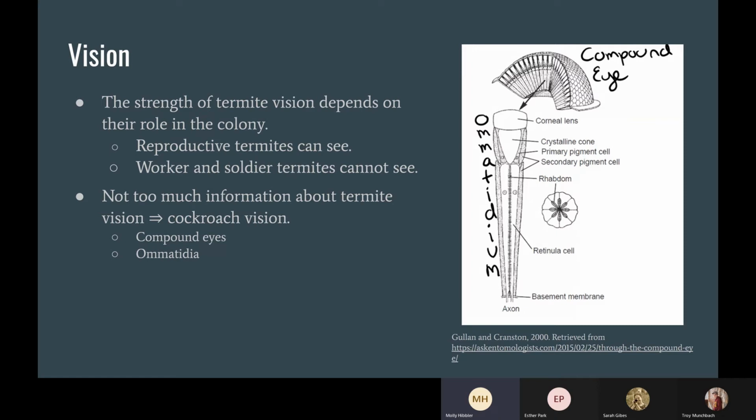Cockroaches have compound eyes, which is a visual organ consisting of thousands of ommatidia, which are tiny, independent photoreception units that consist of cornea, lens, and photoreceptor cells, which distinguish brightness and color.